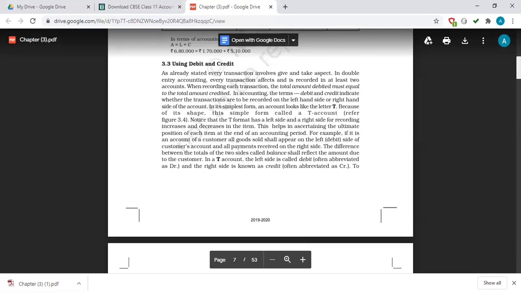In its simplest form, an account looks like a T, because of its shape. This simple form is called a T account. Notice that the T format has a left side and a right side for recording increase and decrease at the end of the accounting period. For example, if it is an account of a customer, all goods sold appear on the left debit side of the customer's account and all payments received on the right hand side.